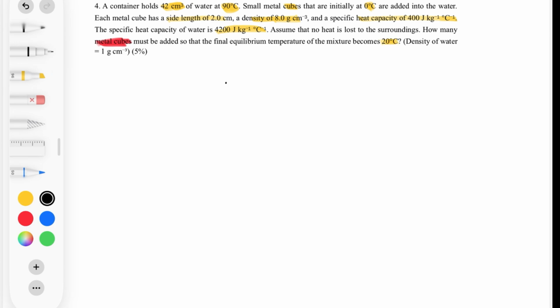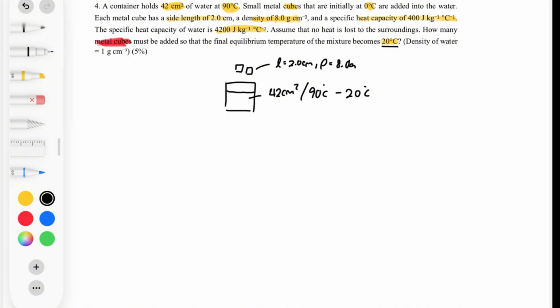So what do we mean by this? There is a lot of information, so we're going to draw it down to make it simpler. Starting, this water is 42 cm cubed at 90 degrees, going to become 20 degrees over here. And inside we put metal cubes. How many metal cubes we put inside is what the question is asking. One metal cube has a length of 2 cm, a density of 8.0 grams per cm cubed, and the specific heat capacity c is 400 joule kg minus 1 C minus 1. So let us solve this question.